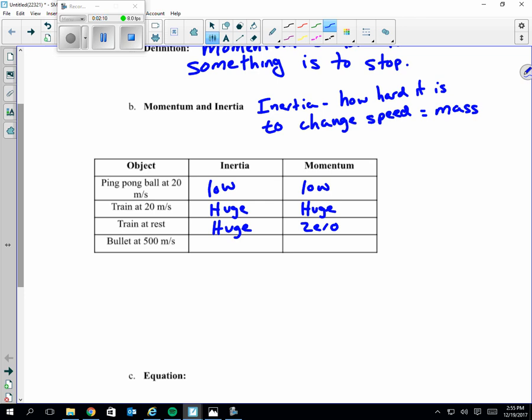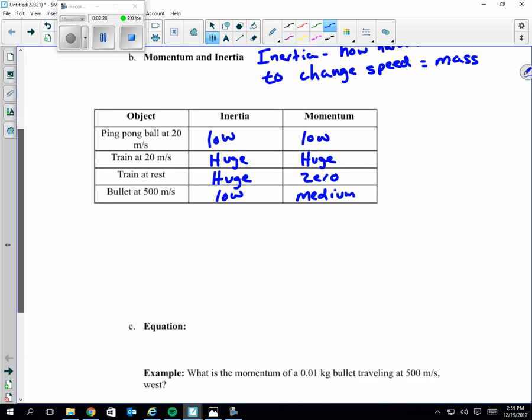And a bullet at 500 meters per second has a very low inertia. It has very little mass, but it has maybe a medium momentum because it's going so fast it's going to be hard to stop. So there's two things that go into momentum. Momentum depends on mass and on speed, velocity.